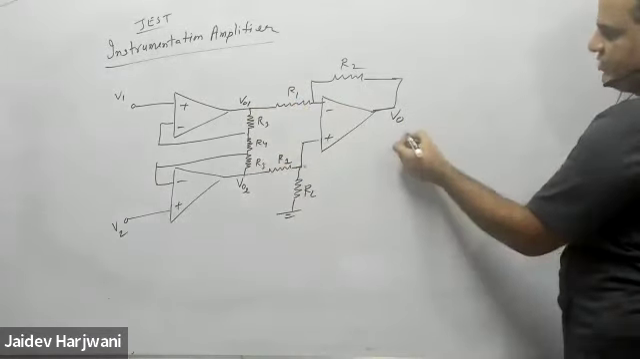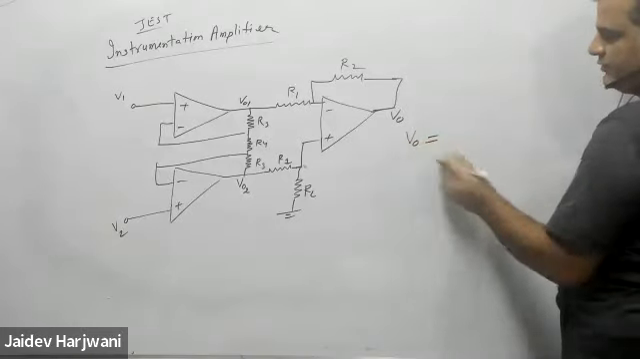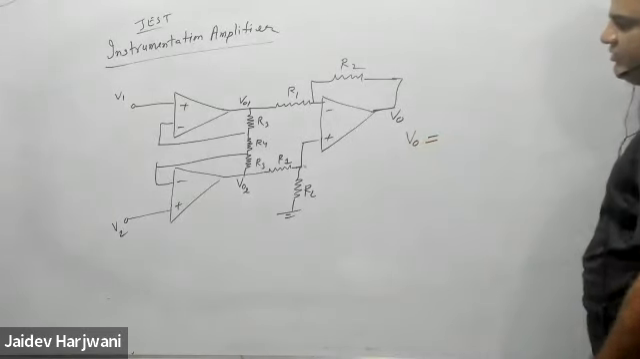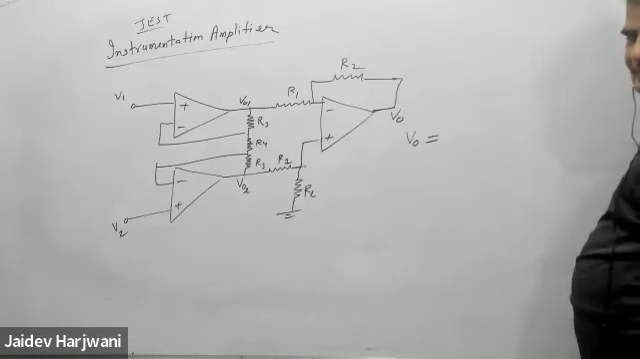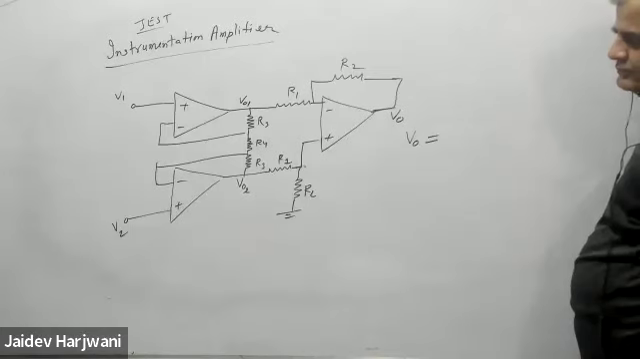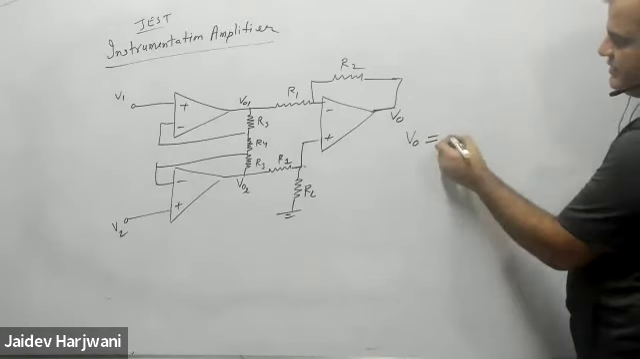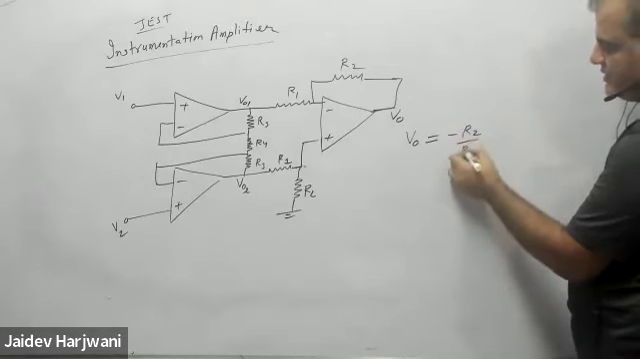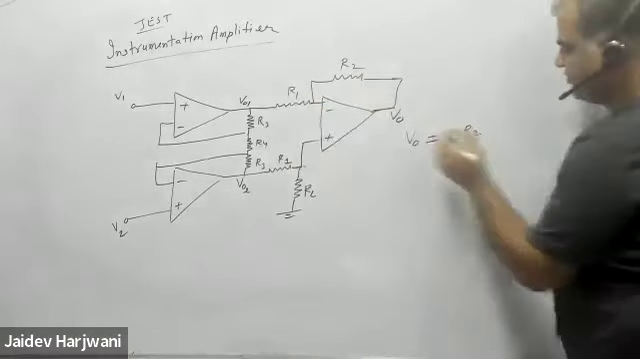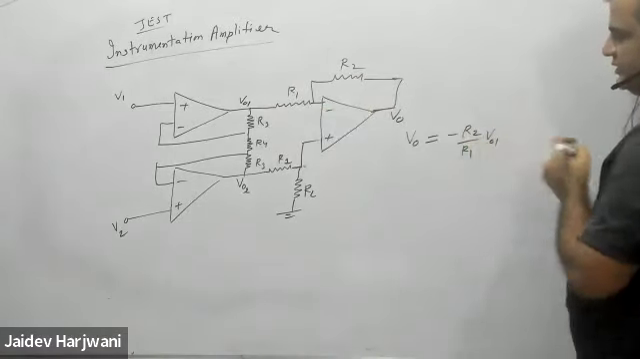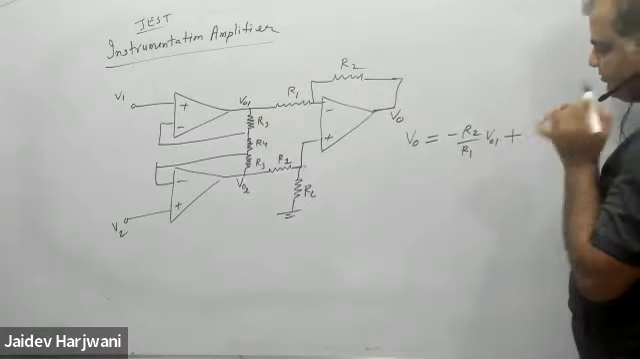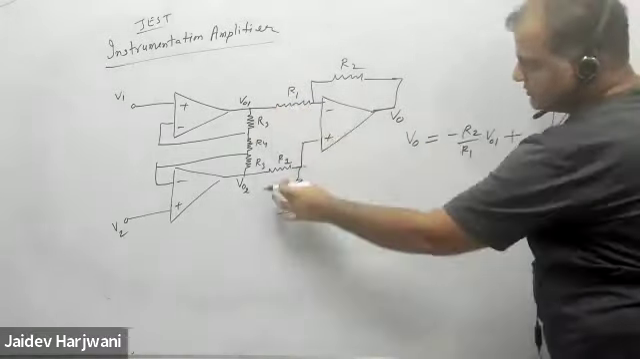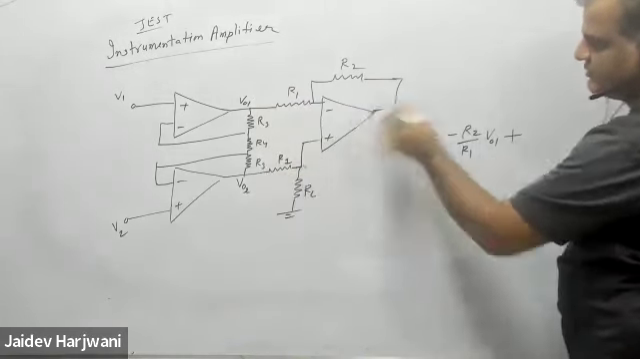What is the formula for V naught? Can anyone tell me the formula for this V naught? Minus R2 upon R1 V naught 1. Very good. Minus R2 by R1 V naught 1 directly will come. Then the superposition principle. This is 0 because of this one. How much will come here?